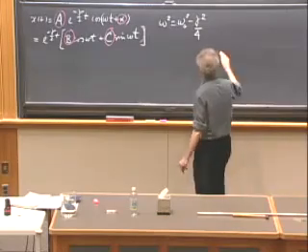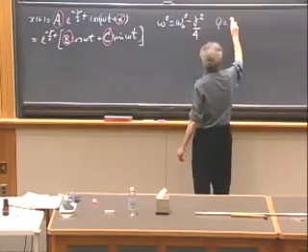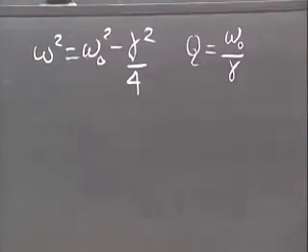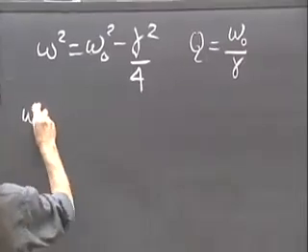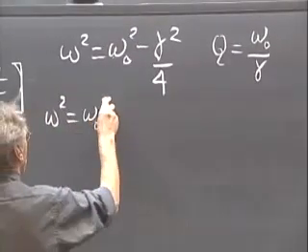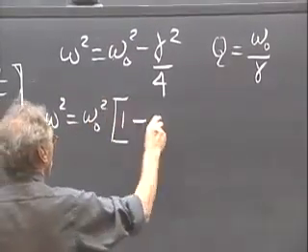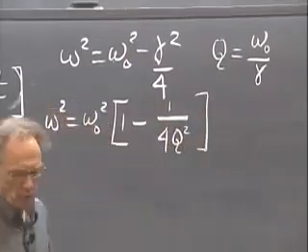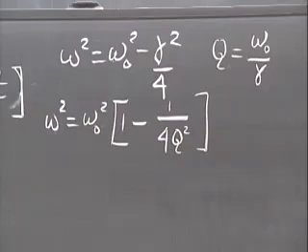We often, particularly French, like to write down Q equals omega 0 divided by gamma. This is the quality factor. And if you do that, then omega squared can also be written as omega 0 squared times 1 minus 1 over 4Q squared. And so you see that if Q is, for instance, 10, which is by no means absurdly high, omega is only 1/8% lower than omega 0. So they are that close. And even when Q is 2, the difference is only 3% between omega and omega 0.